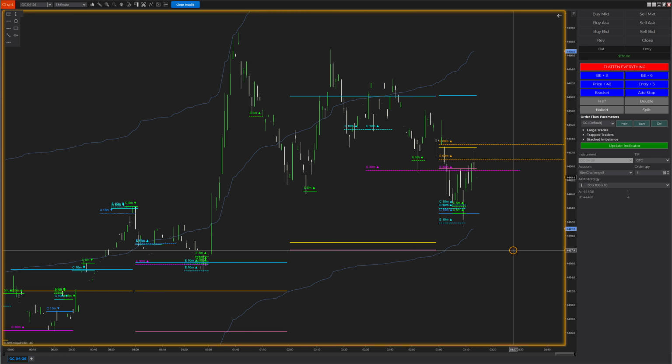So it almost got to our POC and then wicked down. Just a lot of gapping around. See what happens here.